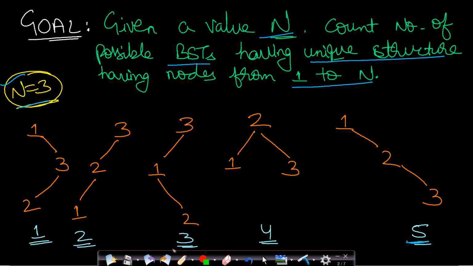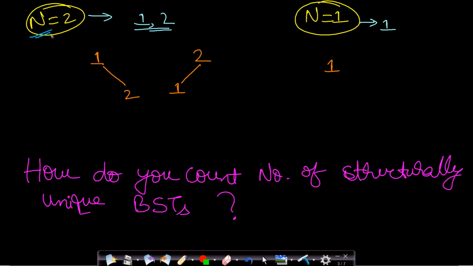So if you have, let's say, 2 nodes, then your nodes will be 1, 2 and you will be having only 2 structurally unique BSTs. If you are having a value n equal to 1, then you will basically be having 1 node, and so there will be only 1 structurally unique BST. So how do you count the number of structurally unique BSTs?